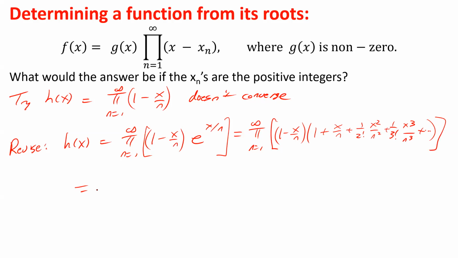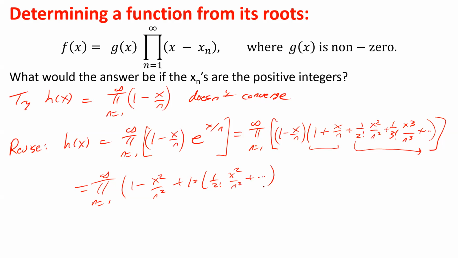And when you look at this, I can break this up into two factors. 1 minus x over n times 1 plus x over n. Well, that's not going to be too bad. That's going to just be 1 minus x squared over n squared, right? And now the 1 hits everything, so there'll be plus 1 times 1 over 2 factorial x squared over n squared plus dot dot dot. And then we have the minus x over n times everything, 1 over 2 factorial x squared over n squared plus dot dot dot.